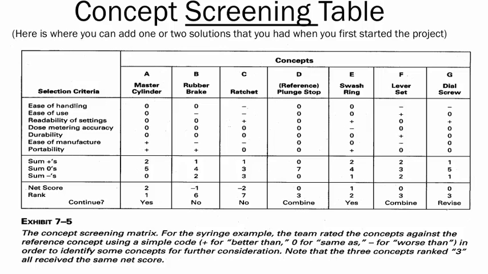All zeros means that it's not better than, not worse than, but equal to another design. You're going to then compare all these designs for each criterion to the reference. So the way you do this is, let's start with master cylinder on the left. Master cylinder, ease of handling. You look at the master cylinder and you compare it to plunge stop as far as ease of handling. If it's easier handling, you put a plus sign there. If it's worse handling, you put a minus. And if it's about the same, you put a 0. They evaluated it and came up with a 0.